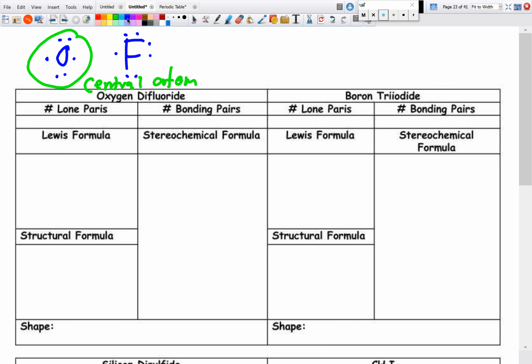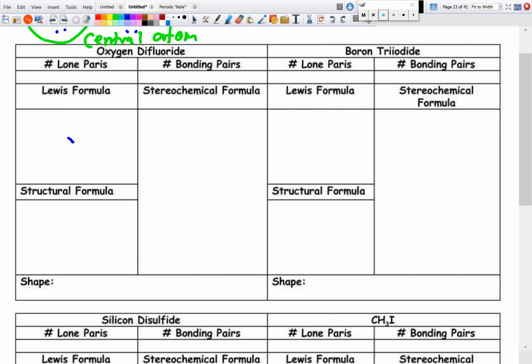And if it's my central atom, I know already the number of lone pairs are going to be 2, but I'll get to that in a second. So for the Lewis formula, I start by writing my central atom in the middle, and I draw it like that. Now I put in each of my peripherals, and I create 1 bond. I put in my other one, same thing, I create 1 bond.